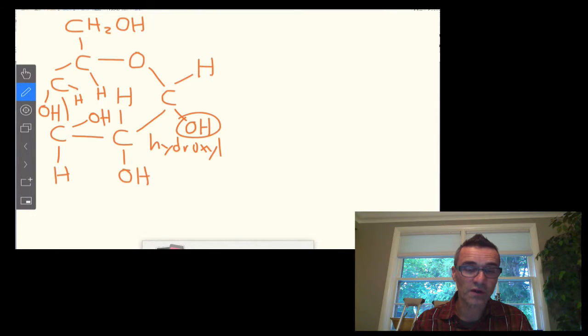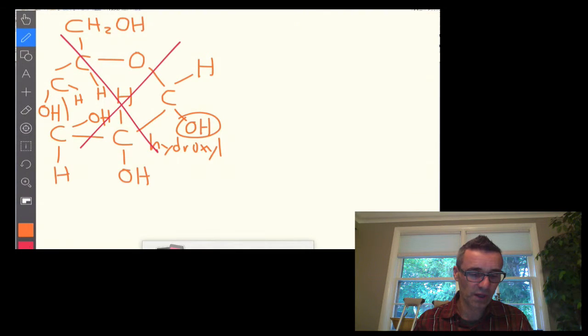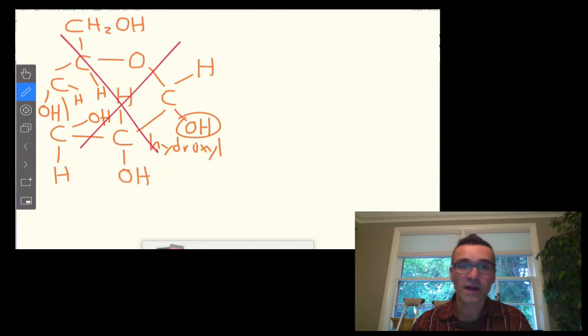But if we start drawing out glucose, it's going to look like that. Well, that's pretty messy. I think that is not a great way of drawing glucose. It's not wrong, but it's very, very messy. So we're going to do it a slightly better way than that, and this is the way that I'm going to show you from now on.